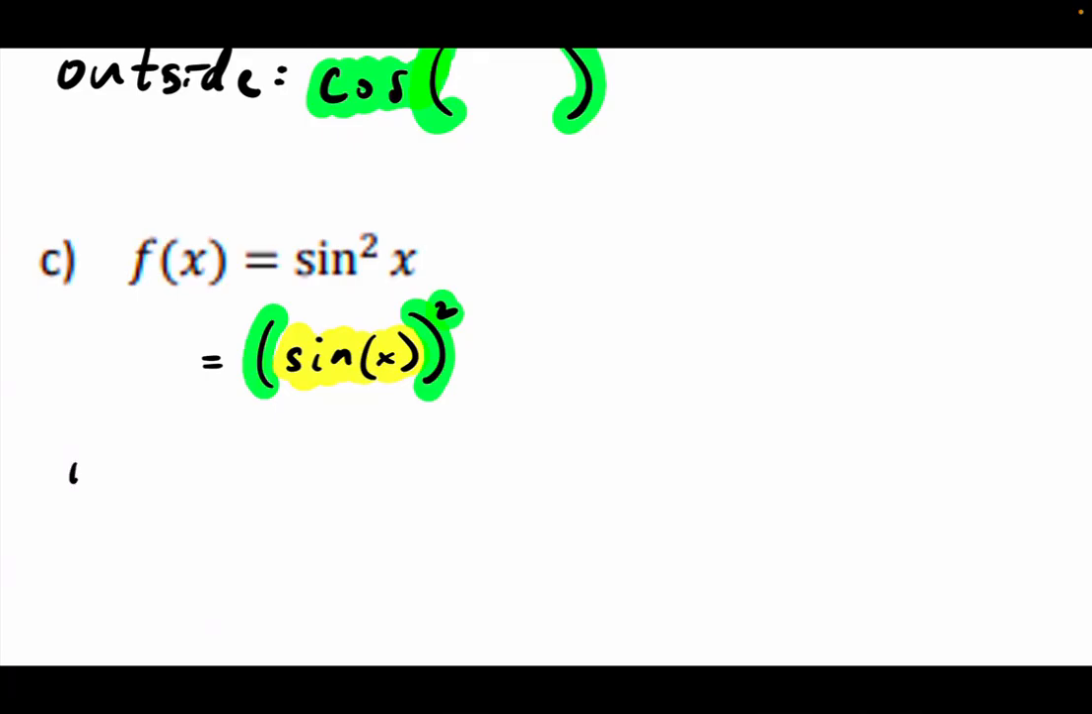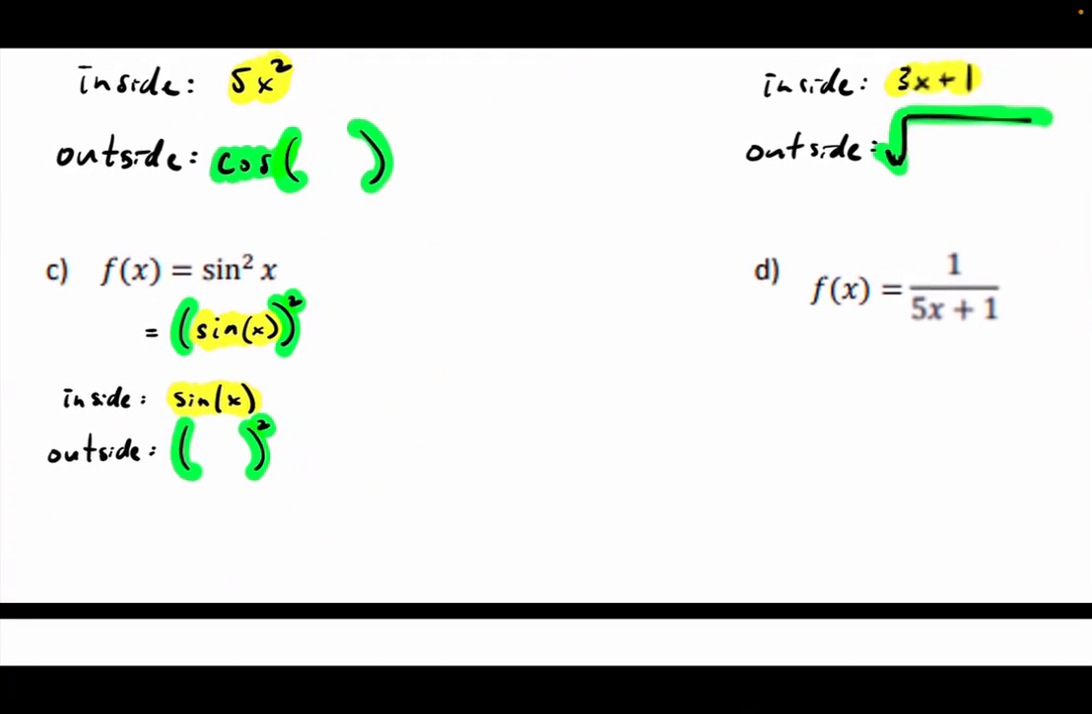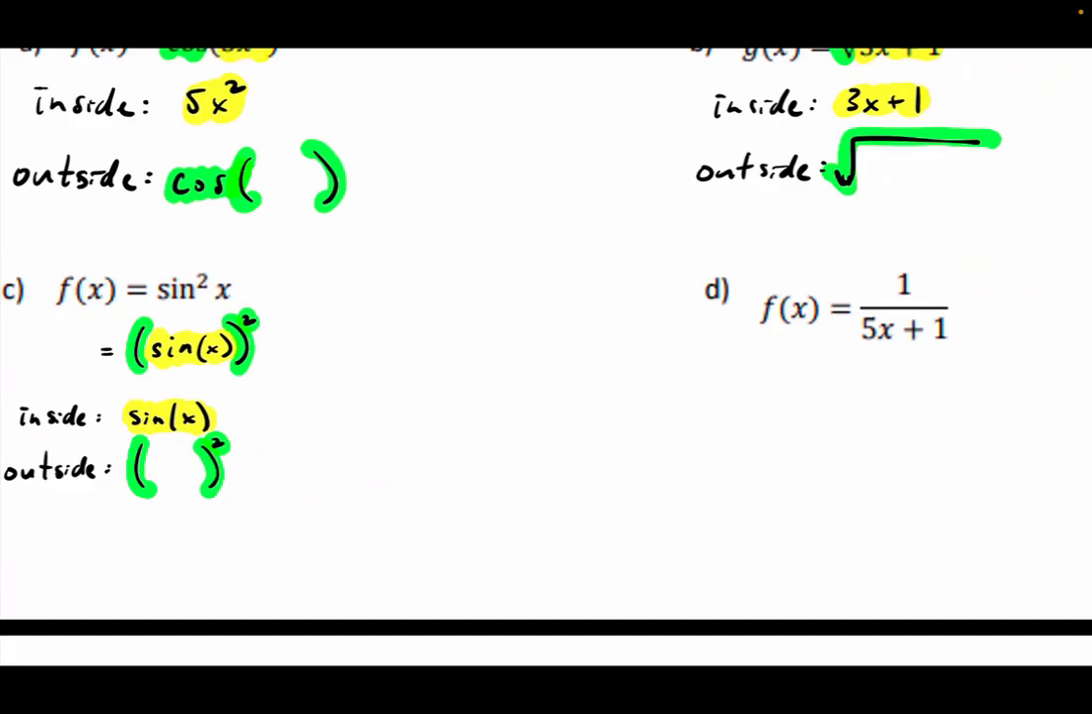Okay. So the inside is sine of x. The outside is squared, something squared. Okay. Okay. Letter D. What would be the inside? What would be the outside?